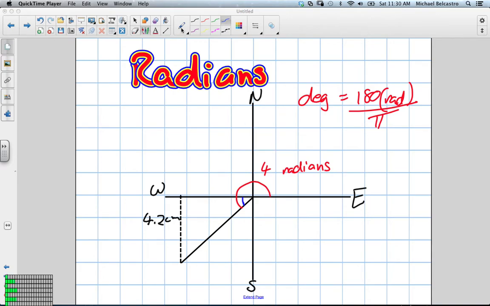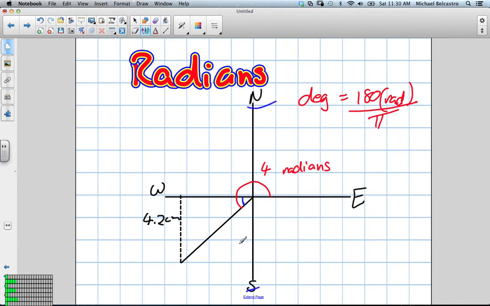Another radian measure question. Let's just go over the background a little here. This is our compass. It goes north, south, west, east. They said that the needle of the compass, which is this black line here, is pointing 4 radians away from our east measurement on the compass. They also said that the tip of the needle is 4.2 centimeters below the west measurement of the compass. So that's how we know where this is in relation to the entire circle.